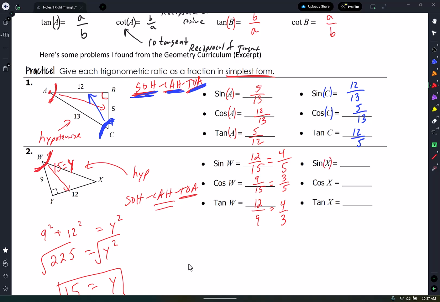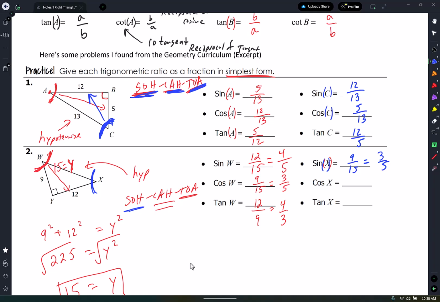Sine X. So I'm going to focus on X. So here we go, I'm focusing on X. And then opposite over hypotenuse, because that's what sine is. Opposite over hypotenuse. So I'm going to write 9 over 15. And that reduces to what? 3 over 5.